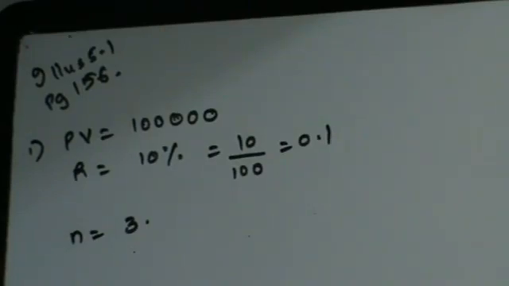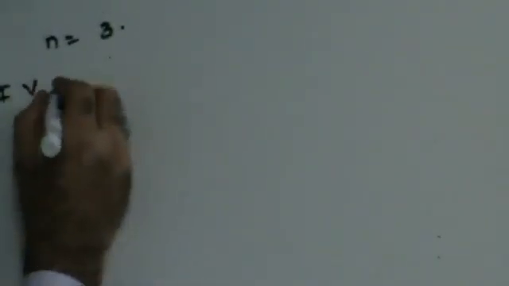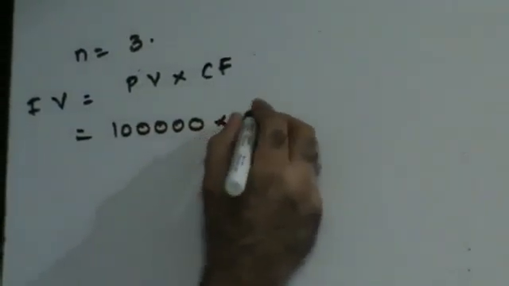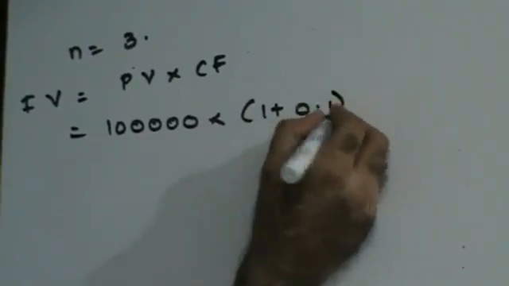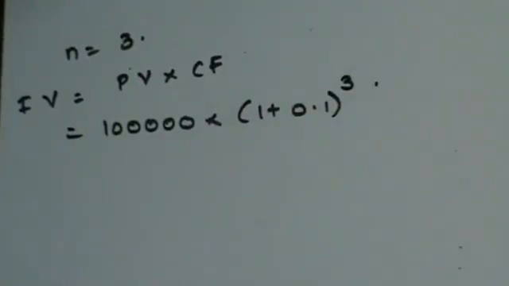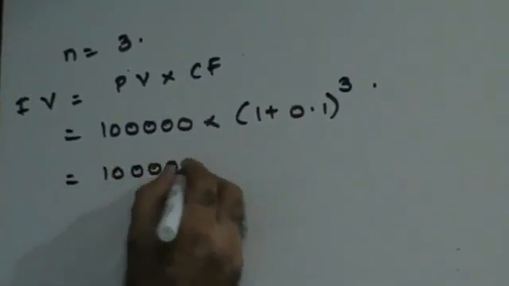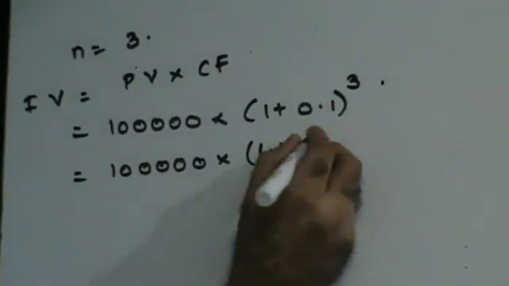How much would he get on maturity? That means after 3 years, how much will he get? I want to find out future value. Future value is nothing but we said present value into compounding factor. Present value is 1 lakh into compounding factor. (1 plus 0.1) raised to t. T is 3. Compounding factor is given by the formula (1 plus r) raised to t. So this is going to be 1 lakh into 1.1 raised to 3.